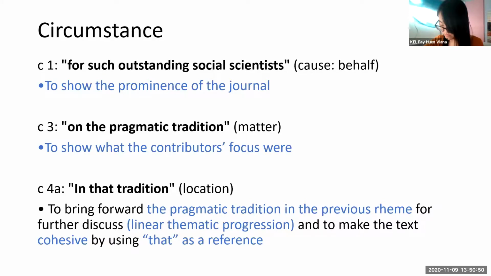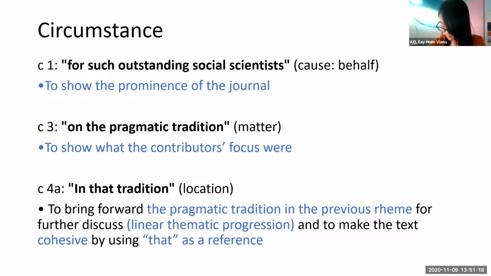In clause 1, for such outstanding social scientists is the cause, behalf, giving the additional information of who the major contributors of the journal are, shows the prominence of the journal. Then, in clause 3, on the pragmatic tradition, put after the process as the circumstance matter, shows what the contributors' focus were, that would be brought into the writer's criticism.